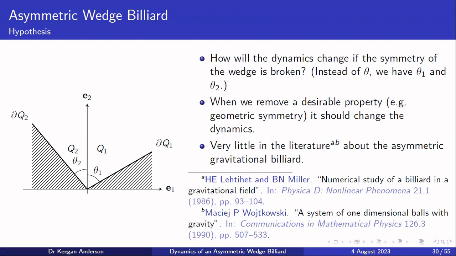Interestingly enough, there is very little in the literature about the asymmetric wedge billiard. The two articles I gave only mentioned the asymmetric billiard in one paragraph in the appendix. So this is both a good and a bad thing. It's a good thing because it gives us something to do a PhD about. Well, I wouldn't say it's a bad thing, but maybe another good thing. We don't have anyone to follow. It's a completely new discovery for us.